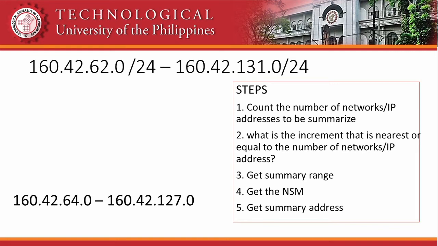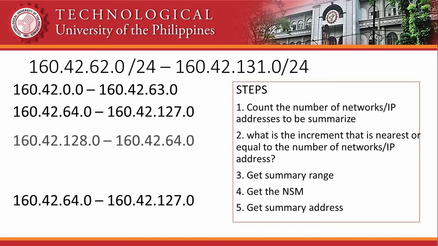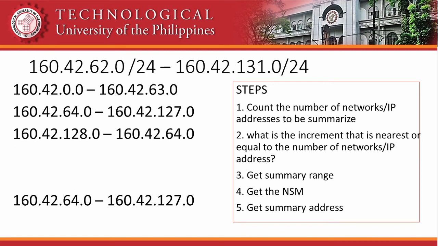So, magkakaroon tayo ng multiple summarization. So, step number 3, let's get the summary range. Let's do this. Go! This time, makikita natin na nag-fall siya sa second slice, which is 0.64 to 0.127. Pero, looking at the range, kulang talaga, no? Kulang talaga. So, magkakaroon ng gap from 0.62 at 0.64 at the same time, gap din from 0.127 and 0.131. Kagaya ng sinasabi ko kanina, magkakaroon tayo ng multiple summarization.